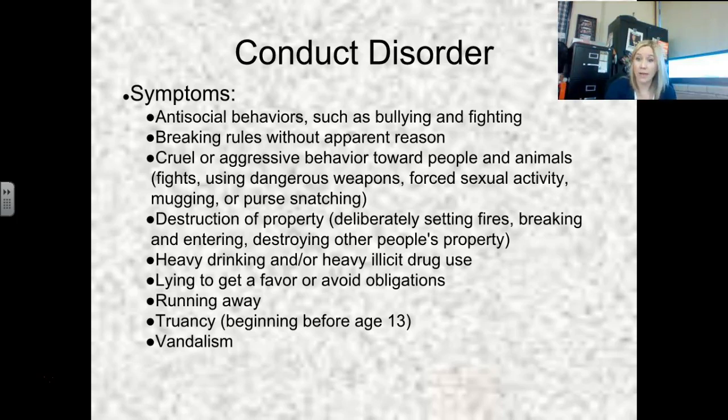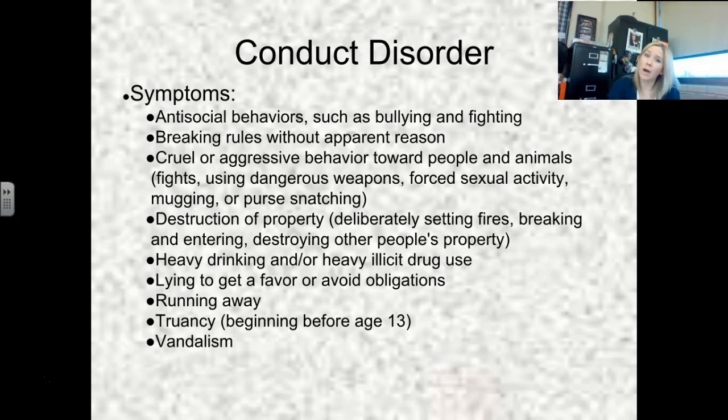Okay, and so their symptomology is highly antisocial behaviors. They're bullies, they fight a lot, they break rules, and they just don't care about the rules because they don't feel that they apply to them. They can demonstrate fairly cruel and aggressive behaviors in the sense that they will look at animals as lesser, and so they will do just terrible things to animals. They'll mutilate them, abuse them, things along those lines.